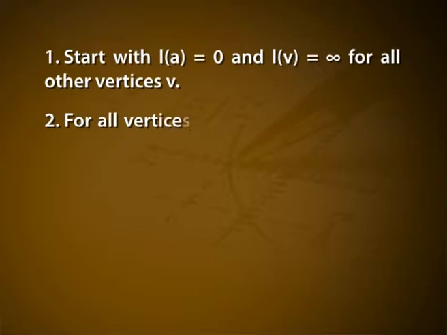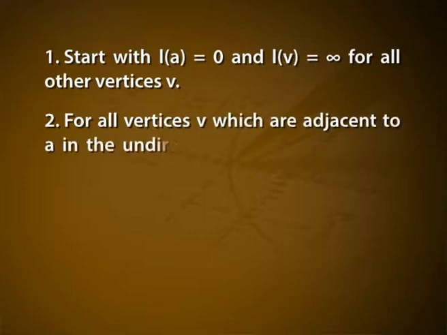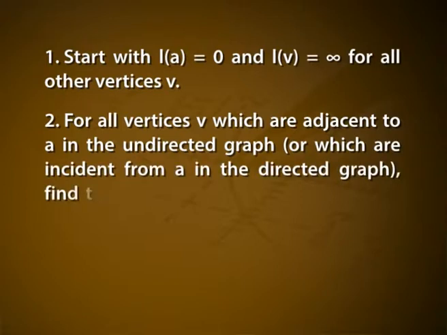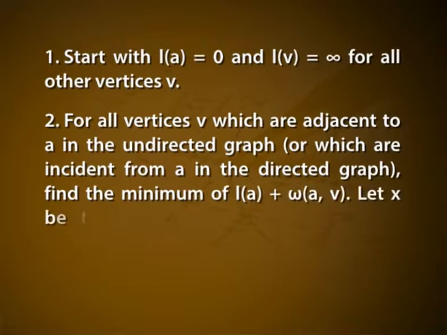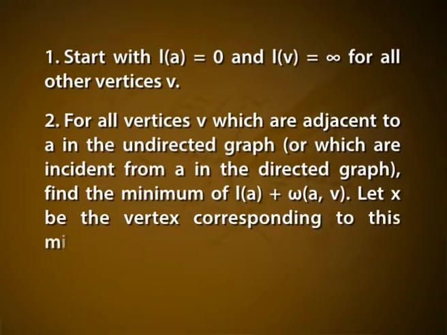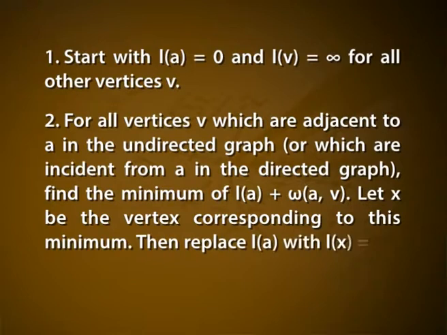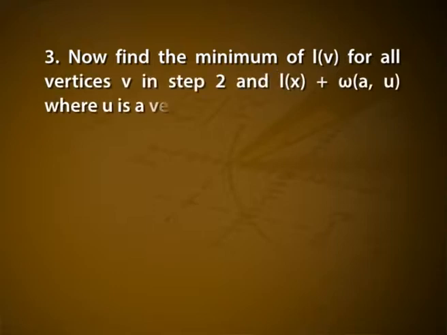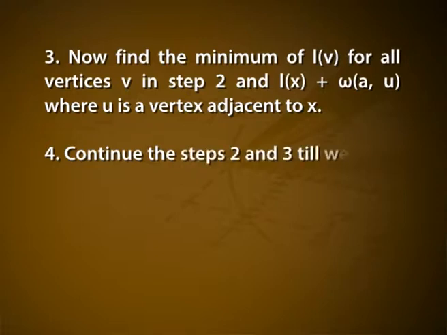Step 2. For all vertices V which are adjacent to A in an undirected graph, or which are incident from A in the directed graph, find the minimum of L(A) plus W(AV). Let X be the vertex corresponding to this minimum. Then replace L(A) with L(X) equals L(A) plus W(AX). Step 3. Now find the minimum of L(V) for all vertices V in step 2 and L(X) plus W(XU), where U is a vertex adjacent to X. Step 4. Continue steps 2 and 3 till we reach the vertex B.